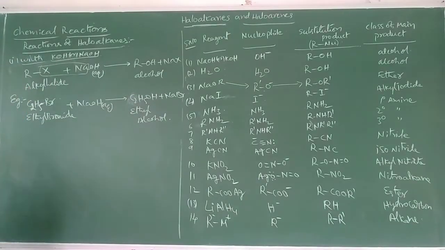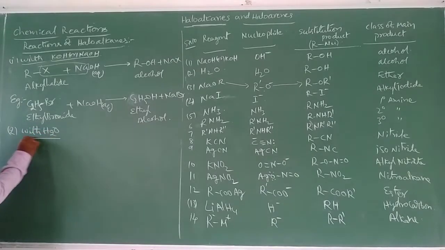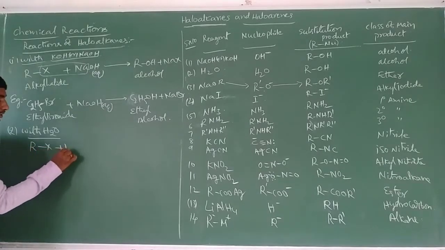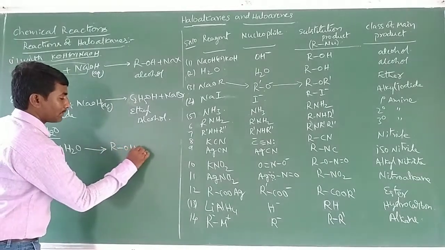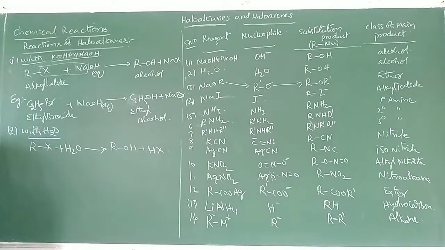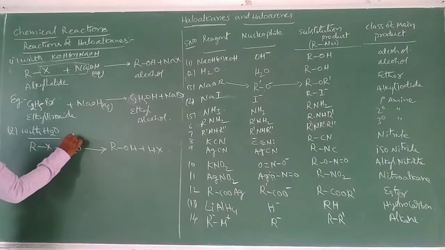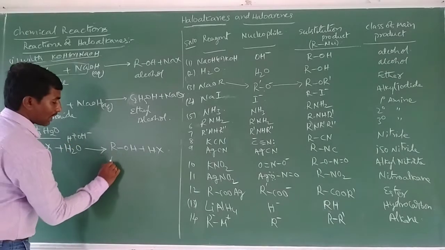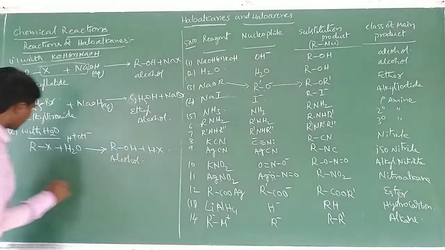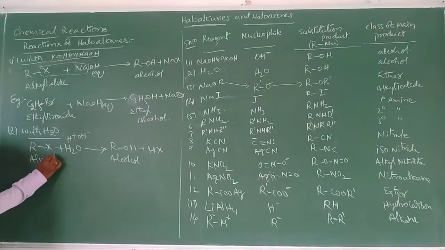And the second one is water. So what is the reaction with water? Alkyl halides means RX plus water gives rise to ROH plus HX. Water means H plus OH minus. So this is attached to this one, this is attached to this one, and it forms alcohol. Here, alkyl halide reacting with the water gives alcohol.